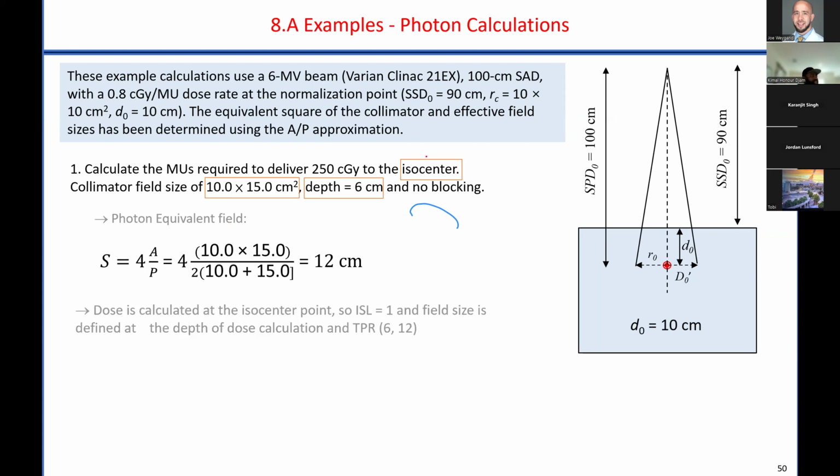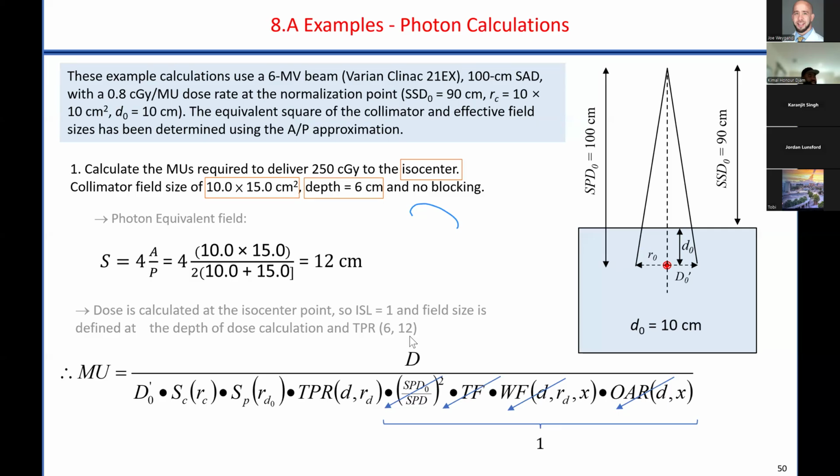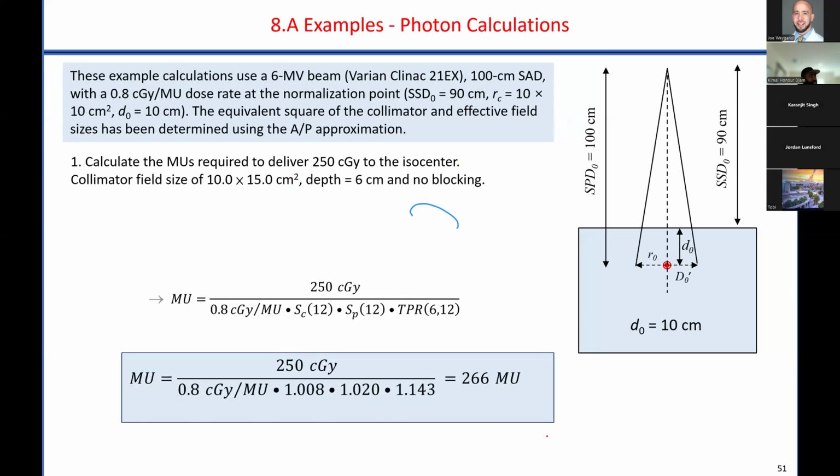The very first step is to calculate the equivalent square field at depth, and we're using the Sterling formula. It gives us 12 cm. Now, the dose is then calculated at the isocenter point. The beauty here is that the isocenter point is 100 cm, which means that the inverse square law is 1, and the field size is defined at depth of the calculation point. We now get the TPR from the table. Remember, the field size is 6 by 12. If we do the calculations, it simplifies beautifully, and our answer gives us 266 MUs.